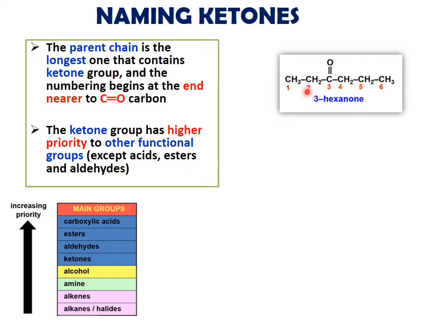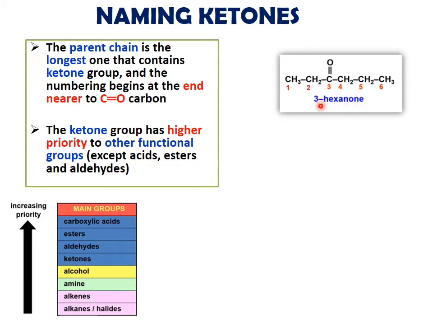So we start numbering at the left side. Okay, 1, 2, 3, 4, 5, 6. Why? Because it is closer to the C double bond O. Okay, so the position of C double bond O in ketone must be given a number like this. 3-hexanone. Look at the back of its name, the 'one'.